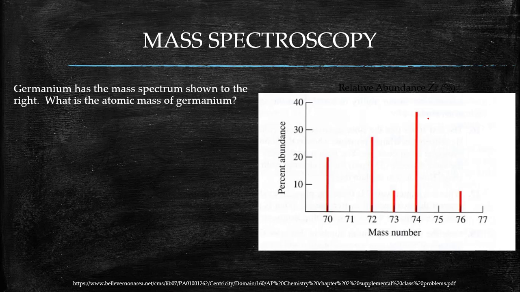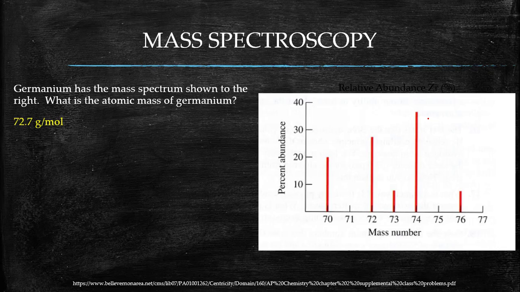You've got germanium. The mass spectrum is here to the right. What is the atomic mass of germanium? I'm going to ask you to stop, figure out your answer, come back, check it, and then we'll go through it. Go. And the correct answer is 72.7 grams per mole.